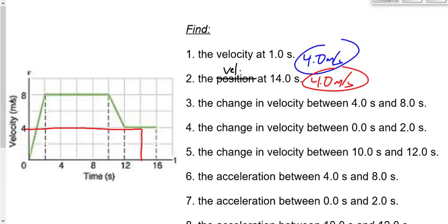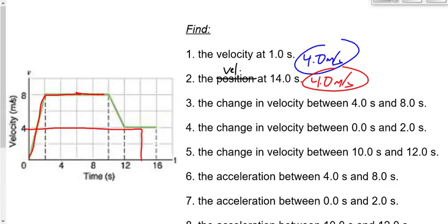So what's going on here? We're speeding up, speeding up, speeding up, all in the positive direction. Are we stopping now? No, we're going at a constant speed of 8 meters per second. We're not slowing down. We're not speeding up. We're just going like we drive along the highway at a constant speed.